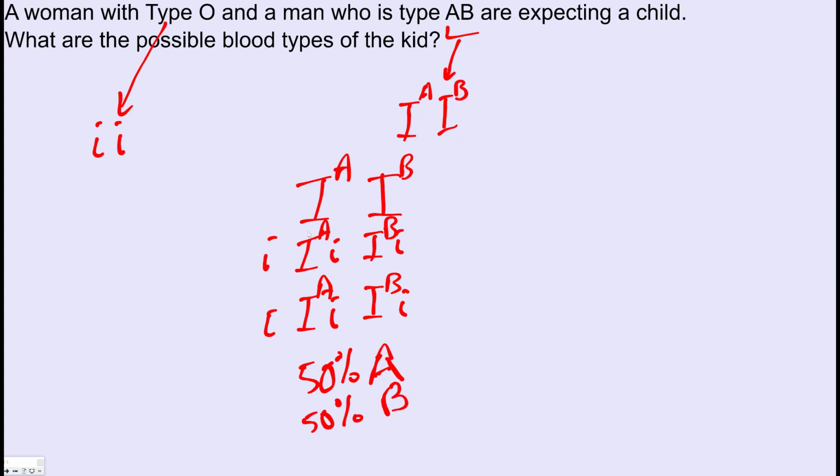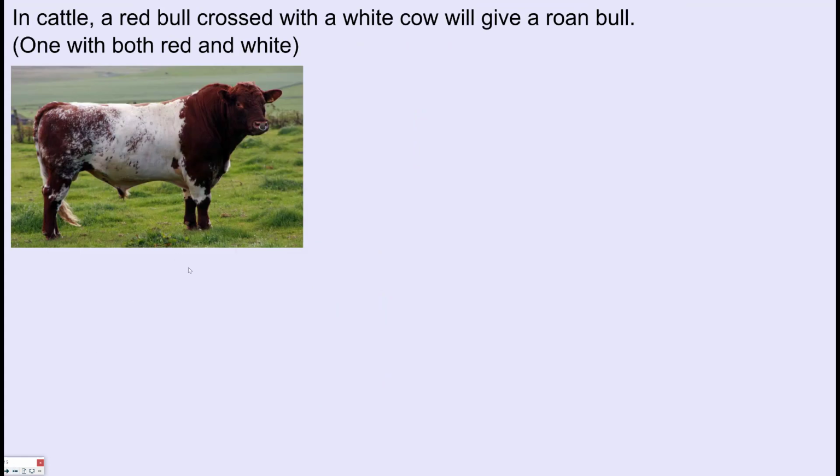And your codominant questions do not always have to apply to blood typing. They could also apply to other traits as well. So when you look at this kind of question in cattle, a red bull is crossed with a white cow and will give you a roan bull. What a roan bull is, is that you actually have both the red and the white together.